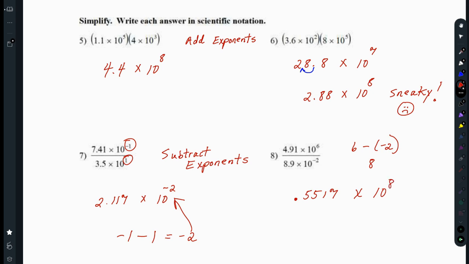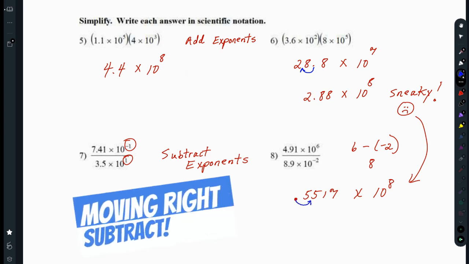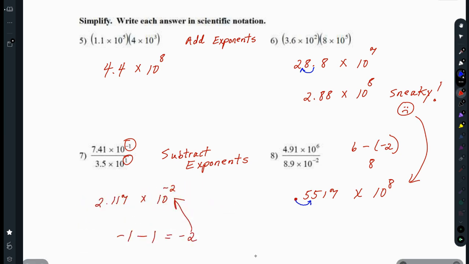All right, and you'd think we're done, but we're not. Again, another very sneaky one, because what we need to do now is move our decimal 1 place to the right. When we move our decimal 1 place to the right, we have to subtract from the exponent. So we end up with 5.517 times 10 to the 7th. All right, so be very careful of those when you do these.